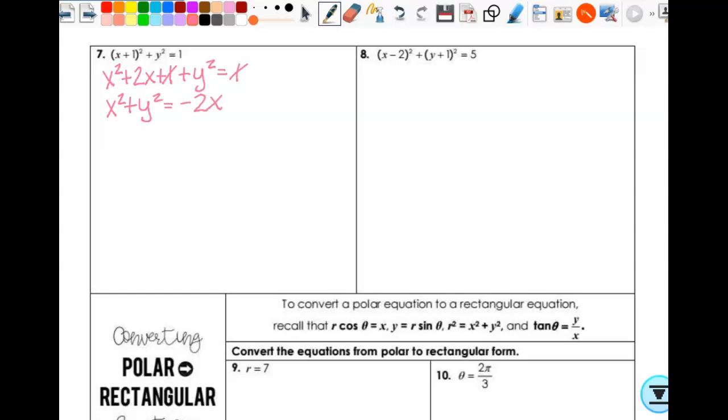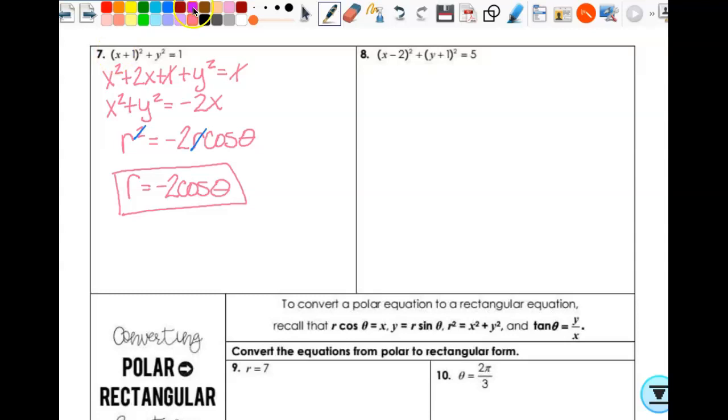Okay, what is x squared plus y squared? R squared. And then I would have a negative 2 times r cosine theta. Everybody with me? So now I have an r here and an r squared here, so I can divide both sides by r. And that leaves me with r equals negative 2 cosine theta. This graphs a circle, so does this. Okay? Everybody okay with that?